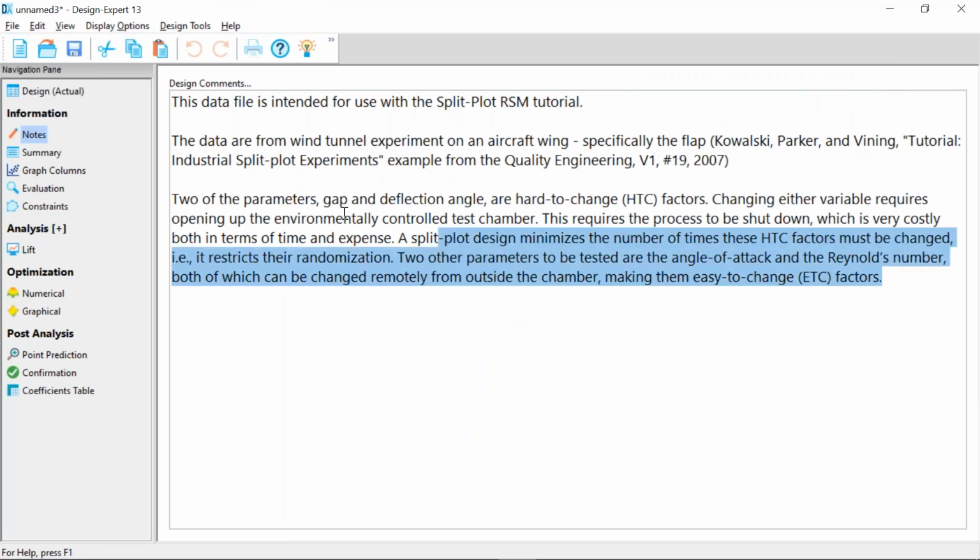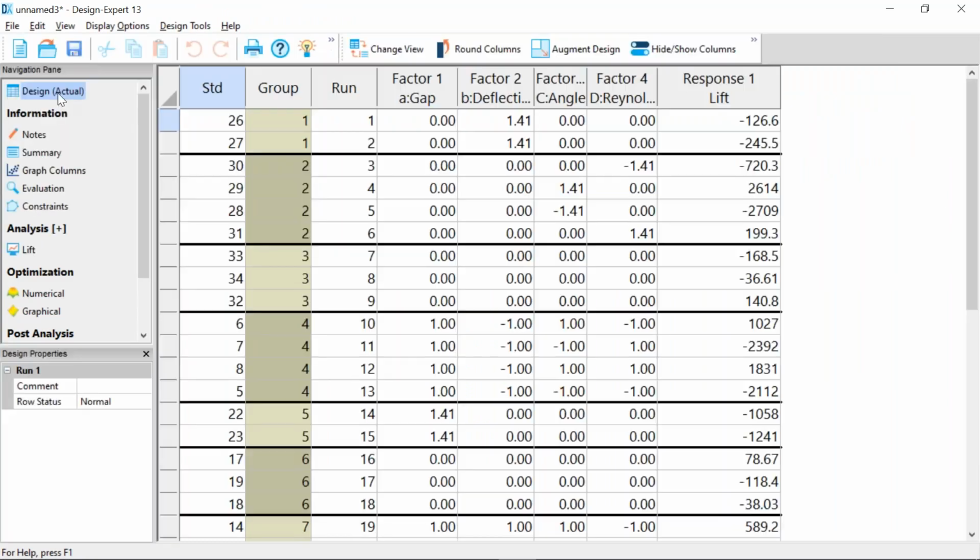And in the notes, I've got some information here recorded. And then here's the layout of it. And you can see the grouping with the black lines in between. Now the grouping on this one is variable. In other words, there's different numbers in each group. So this would have been done with a different type of a split plot using the central composite.